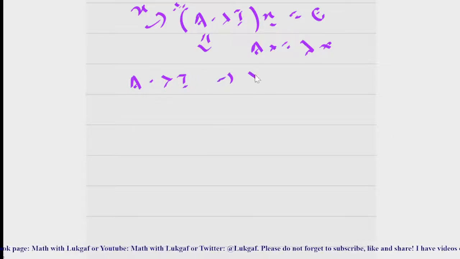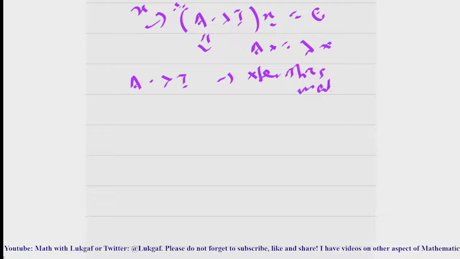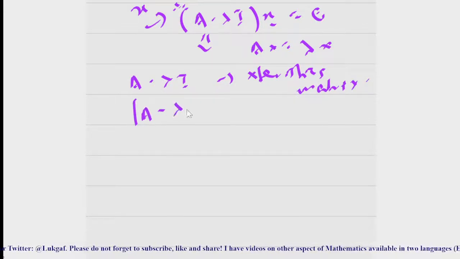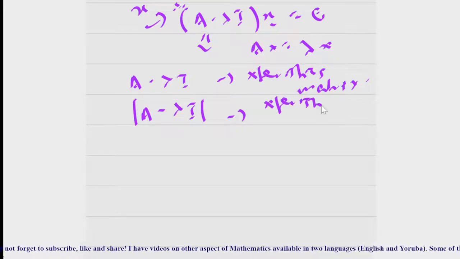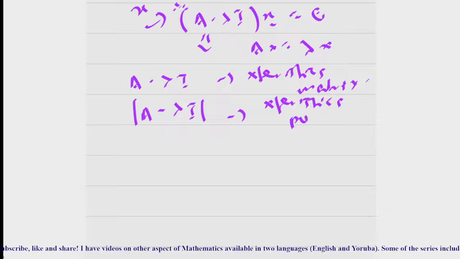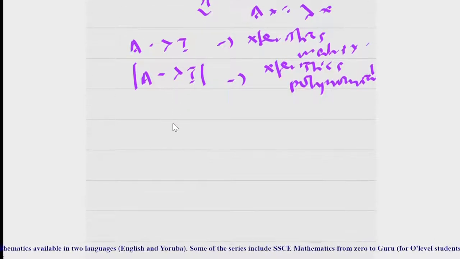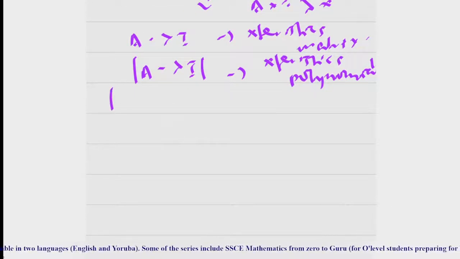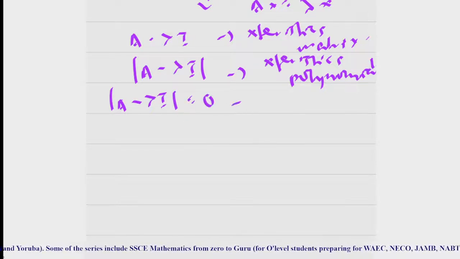This expression is what? The characteristic matrix. So the determinant of this is your characteristic determinant, or you call it the characteristic polynomial. It's called a characteristic polynomial because when you find the determinant, you have a polynomial. So when you equate your characteristic polynomial to 0, you have what?